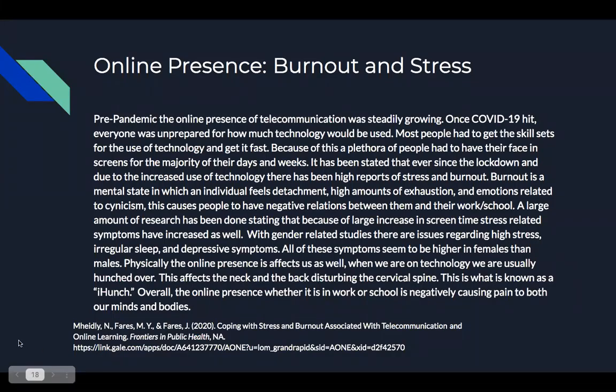One of the articles we read was about burnout and stress. Pre-pandemic, telecommunication was steadily growing. Once the pandemic hit, no one was prepared for how much technology would be used. Since the lockdown, screen time takes up the majority of people's days and weeks. Research has been done, and many people have stated feelings of burnout and stress. They feel detached and exhausted, therefore causing them to have negative relations with their work at school. Females have reported irregular sleep, stress, and depressive symptoms more than males.